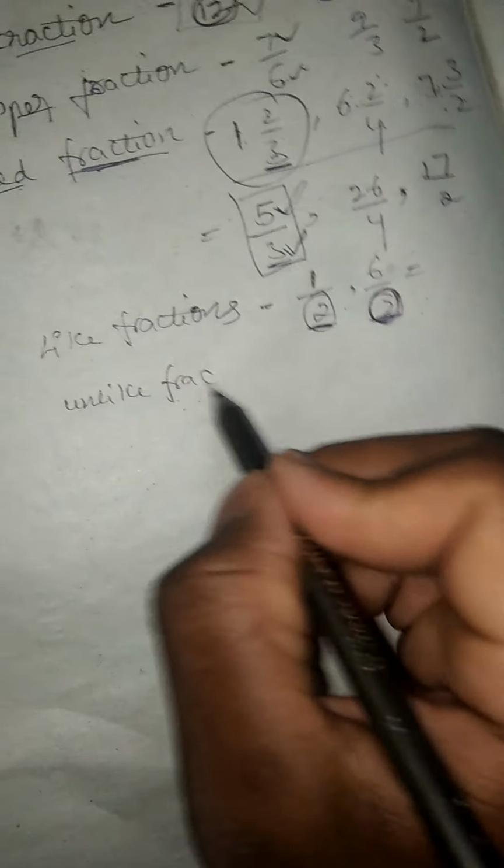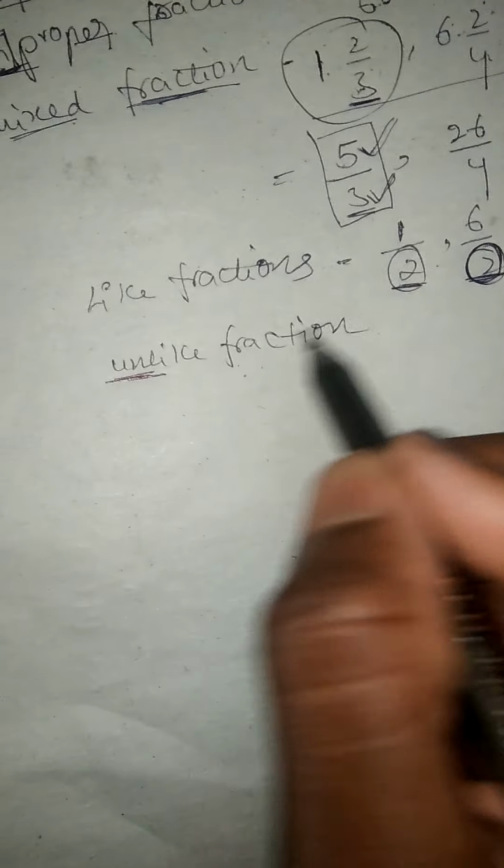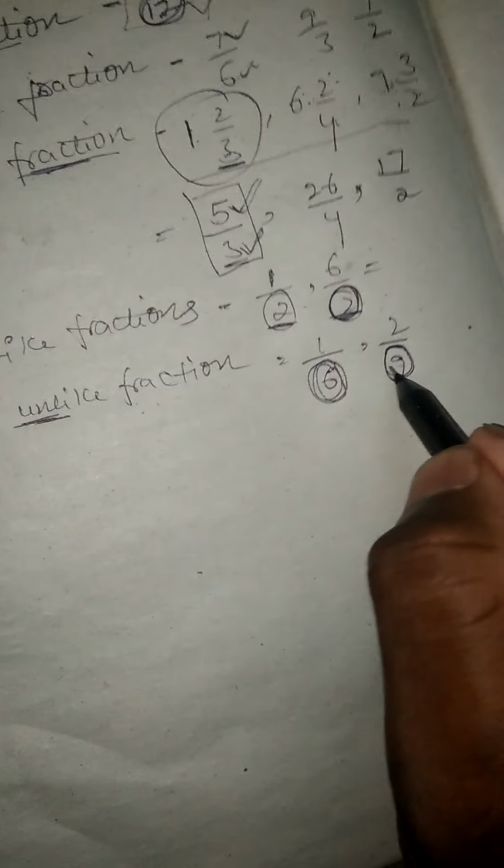The name tells as unlike. It is the opposite to the like fraction. 1 by 6, 2 by 9. Here denominator is 6, here denominator is 9. So these are not equal. So these are called as unlike fractions.